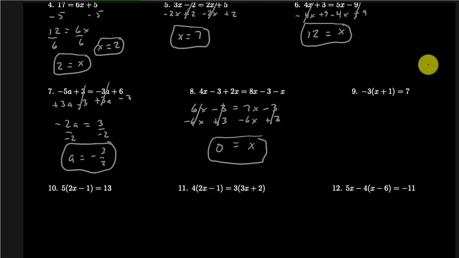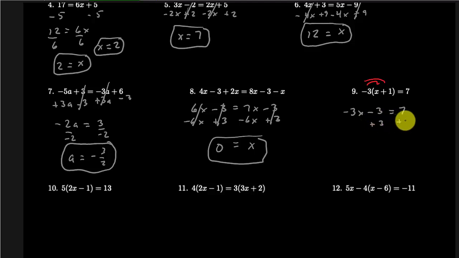All right, so what about this one? Well, notice we have parentheses here. So before we can do anything, we need to clear the parentheses. And so that's going to give us negative 3x minus 3 is equal to 7. We just multiplied the negative 3 to each term.